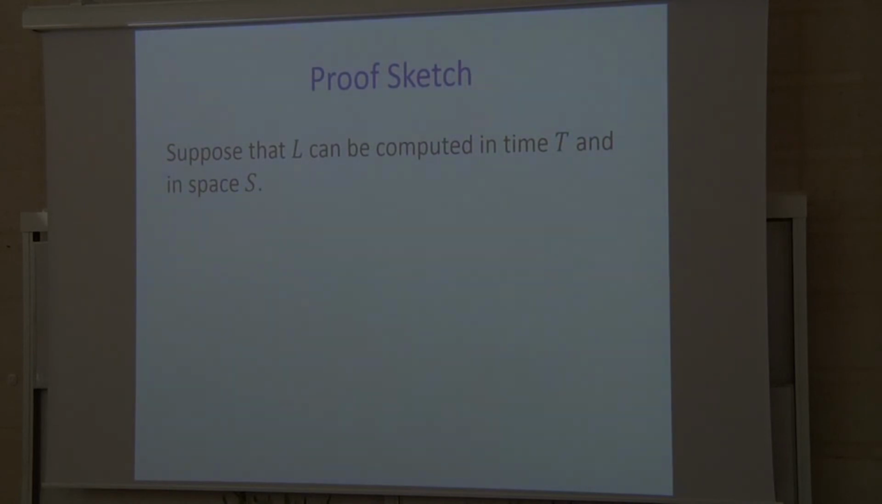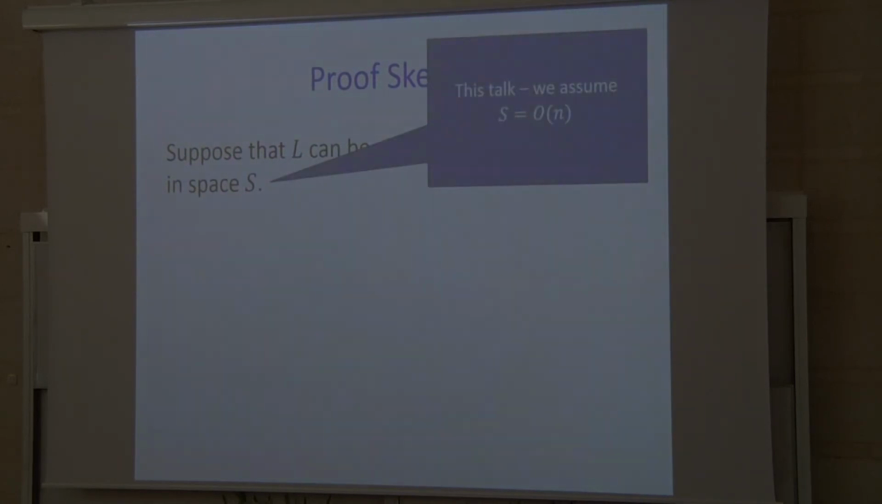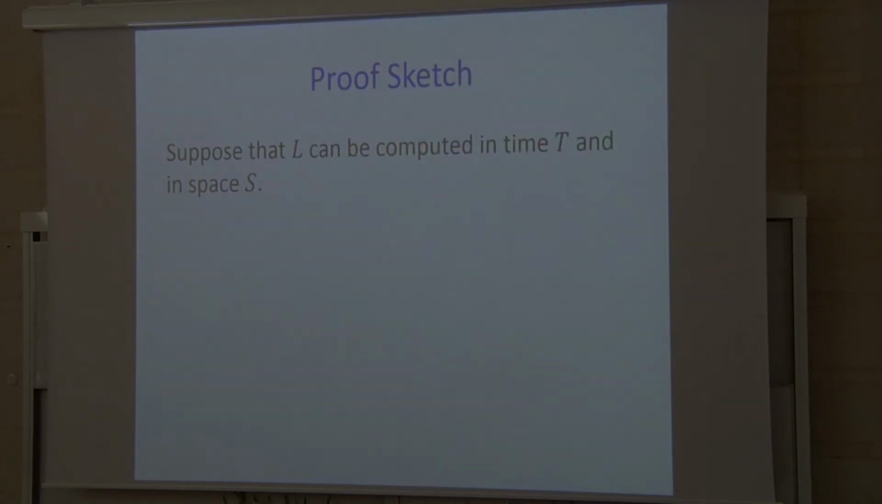Okay, so remember we have a language L. We want to construct a no-signaling MIP for L. For this high-level overview, I want to think of L as computable simultaneously in time t and in space S. And for this talk, I want to make the simplifying assumption that S is at most linear. So we can compute it in polynomial time and linear space. And we want to construct a no-signaling MIP for this language L.